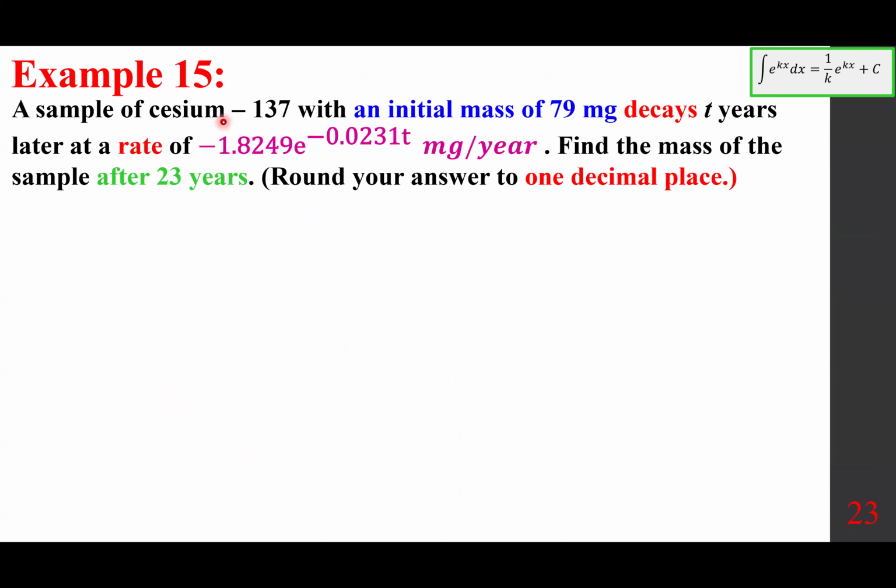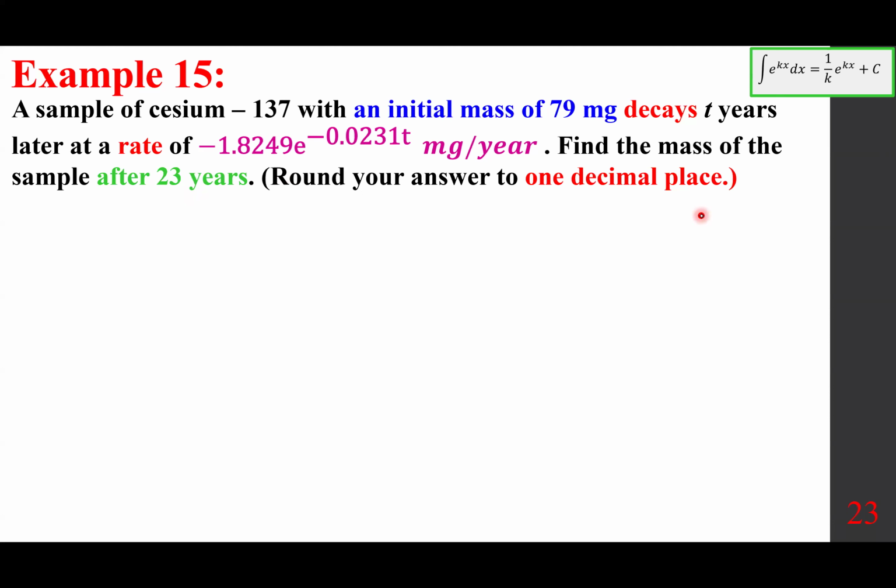A sample of cesium-137 with an initial mass of 79 milligrams decays t years later at this rate. Rate means the derivative function, okay? Minus 1.8249 e to the power of negative 0.0231 t milligrams per year. Find the mass of the sample after 23 years, and then they want us to go with 1 decimal. Remember, when they want you to round, you do the rounding at the end, not in any of the intermediate steps.